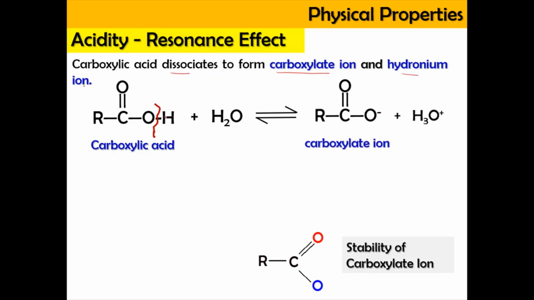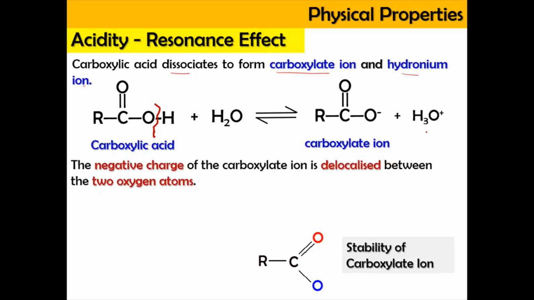The OH bond here is going to be broken, and the hydrogen is going to be transferred to the water molecule here in order to form the hydronium ion. The formation of the carboxylate ion here will form the delocalization between the two oxygen atoms. So the negative charge here is movable between the oxygen atoms. And this causes the carboxylate ion to be more stable.